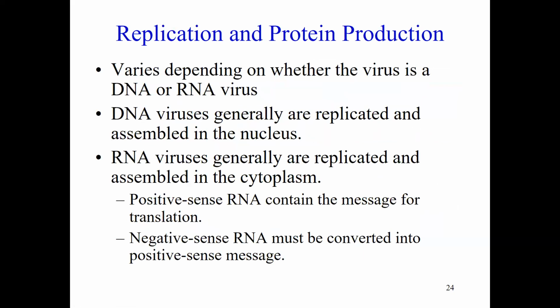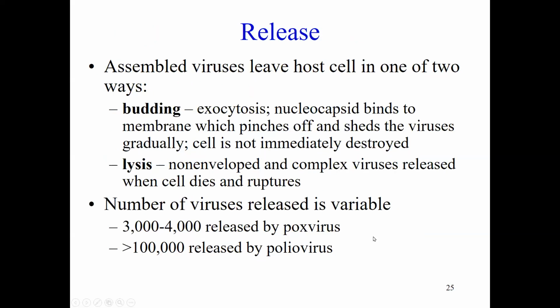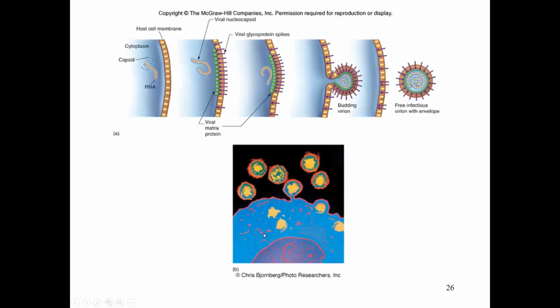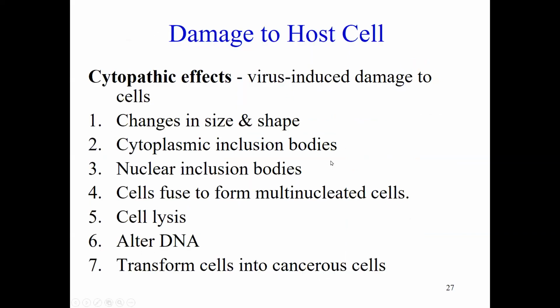Depending on whether the virus is DNA or RNA, it's going to depend on its replication process. DNA viruses are replicated and assembled in the nucleus. RNA viruses are replicated and assembled in the cytoplasm, as a general rule of thumb. Positive sense RNA can go directly into translation into proteins. Negative sense RNA has to be converted into positive sense message first. The assembled virus will then bud or lyse the cell to leave. And it's budding. I don't have a picture of lysis.